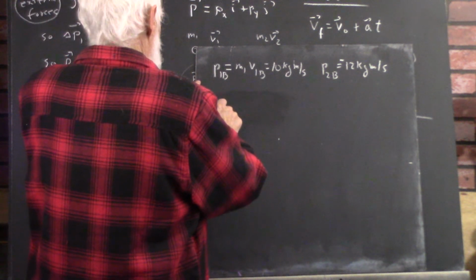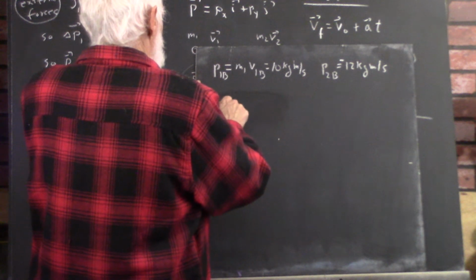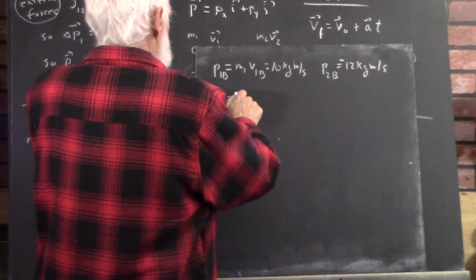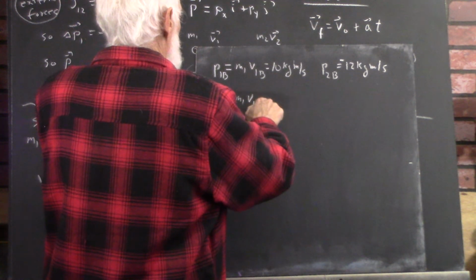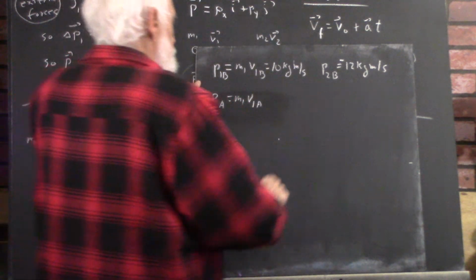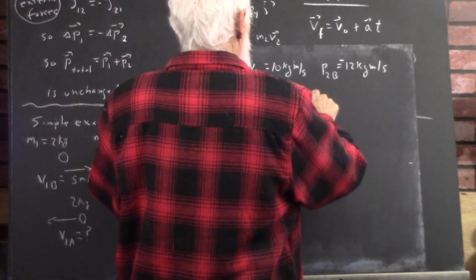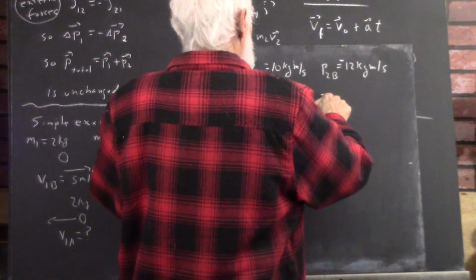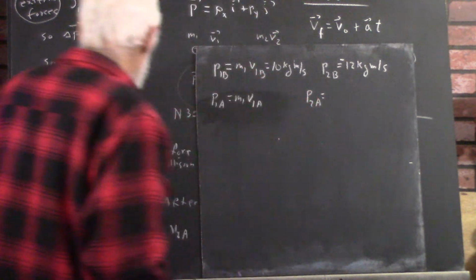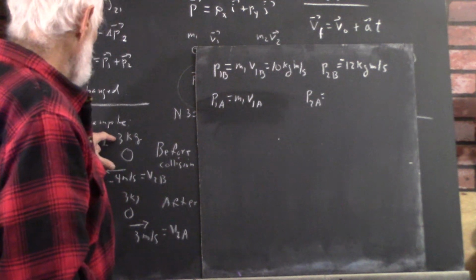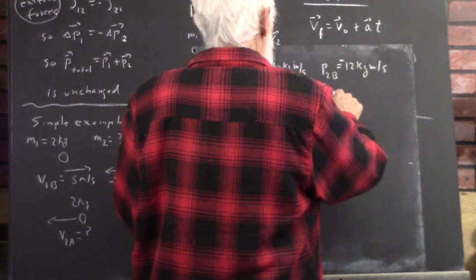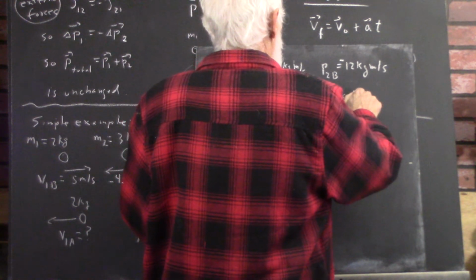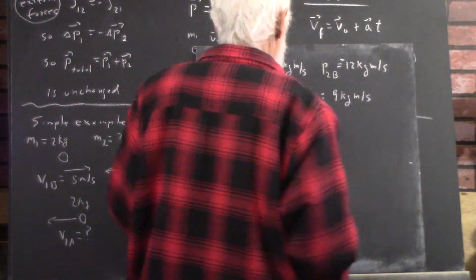Okay, so P1 after is M1 V1 after, and P2 after is 3 kilograms times 3 meters per second. Nine kilogram meters per second.